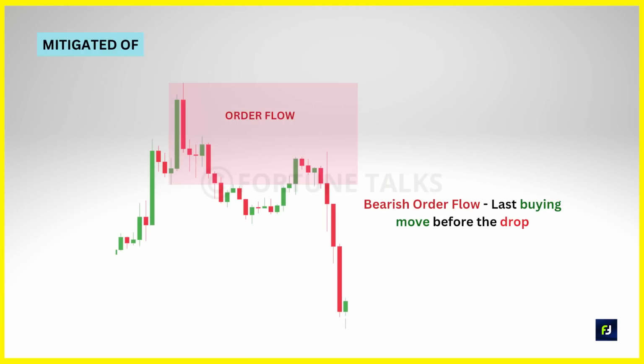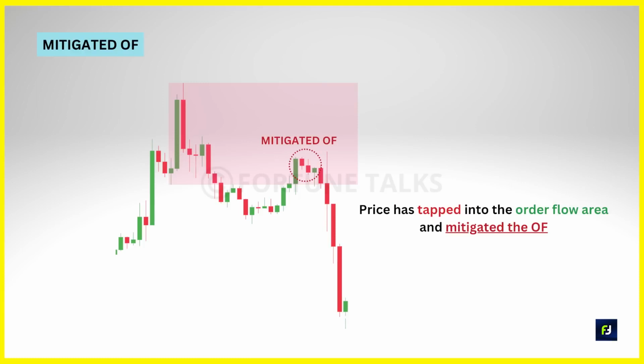Look at another example, but this is for a bearish structure. We can spot the last buying move before the drop and mark this area as a bearish order flow. Then you will notice that the price has tapped into this order flow and therefore it is already mitigated. So this order flow will not work for the future price moves and it is not worth considering.